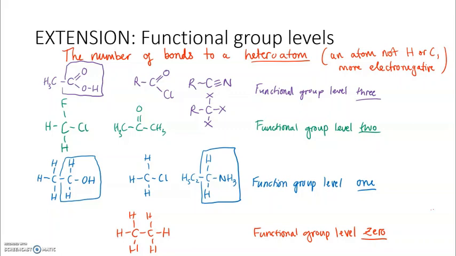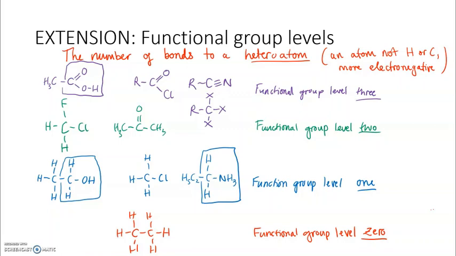And you can extrapolate from here to functional group level of 4 as well. So that could be where you've got, for example, tetrachloromethane, carbon bonded to 4 chlorines. That would be a functional group level of 4. Or you could have carbon dioxide, also functional group level of 4. The carbon has 2 double bonds to oxygen, so it has in total 4 bonds to heteroatoms.